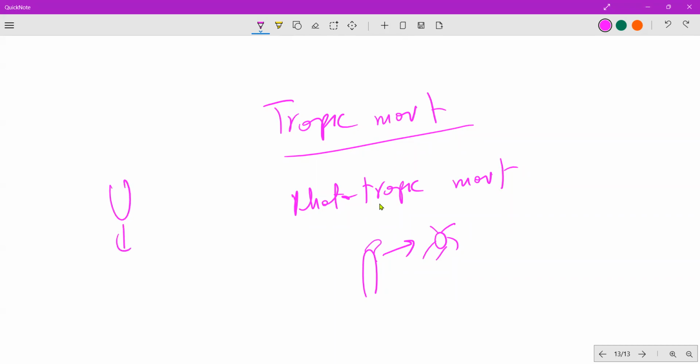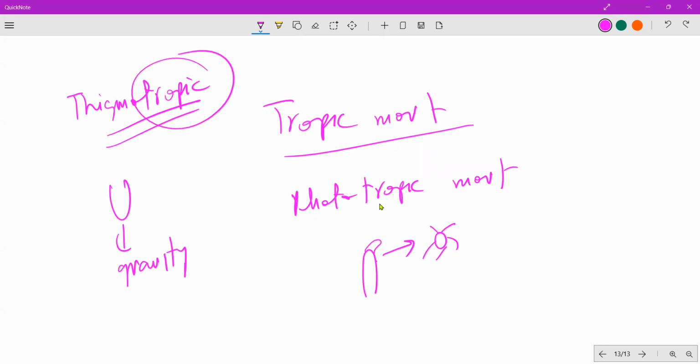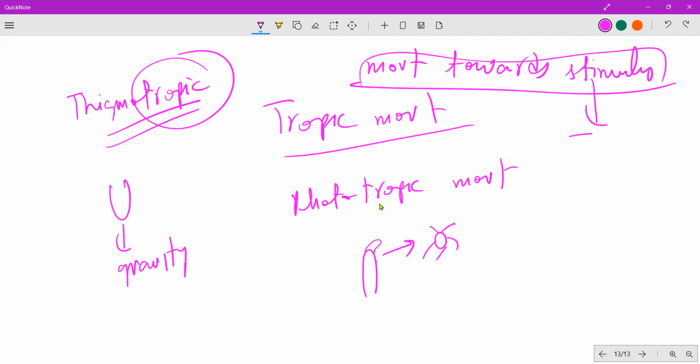We know roots will move towards gravity. So we call it gravitropic movement. Certain plants respond to touch. This is called thigmotropic movement. So what is a tropic movement? You have to remember, tropic movements are those movements which are towards the stimulus. So movement towards the stimulus is called a tropic movement.